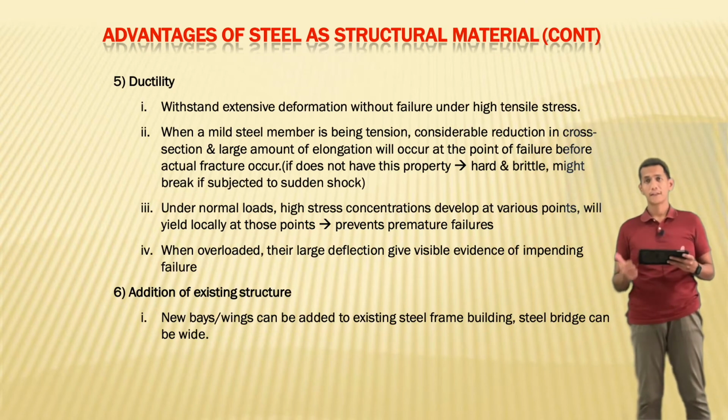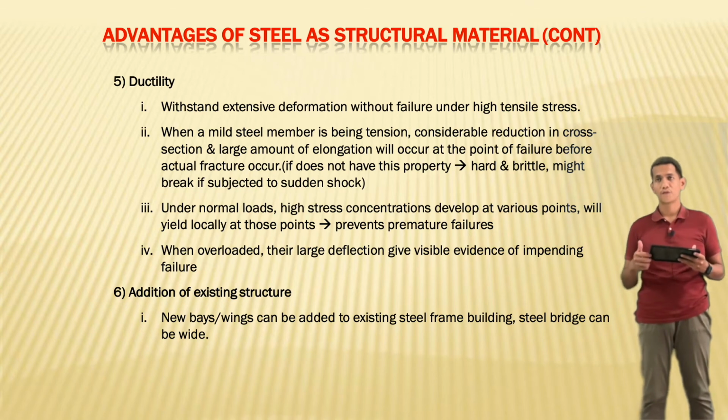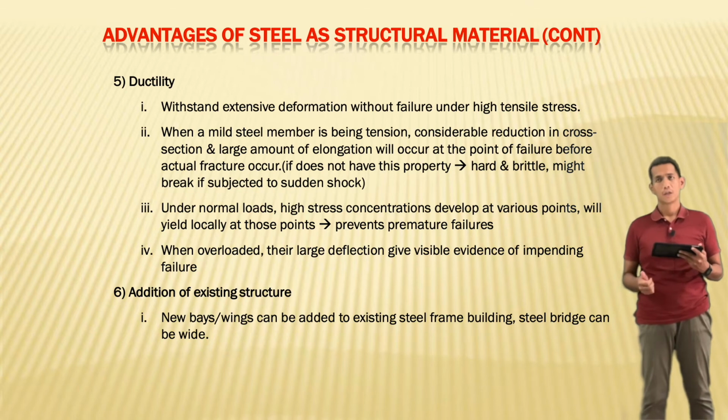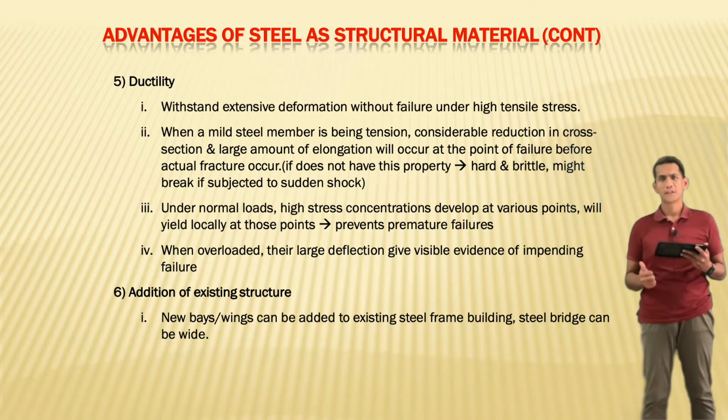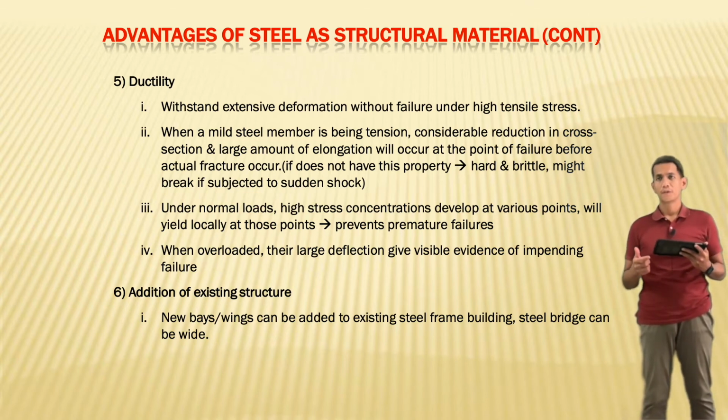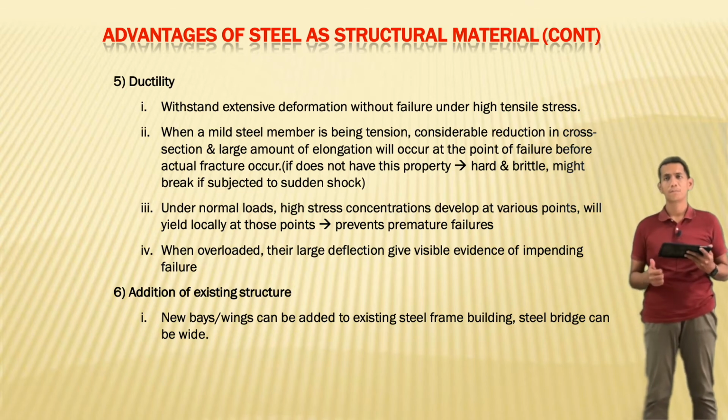Number 5, ductility. It can withstand extensive deformation without failure under high tensile stress. When a mild steel member is being tensioned, a considerable reduction in cross section and a large amount of elongation will occur at the point of failure before actual fracture occurs. A material that does not have this property is hard and brittle and might break if subjected to sudden shock. Under normal loads, high stress concentrations develop at various points and will yield locally at those points, which also prevents premature failures. When overloaded, their large deflection gives visible evidence of impending failure.